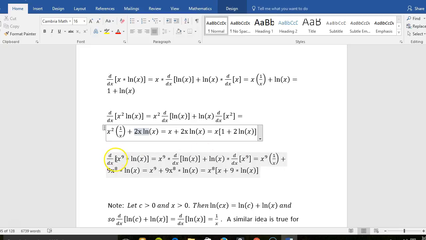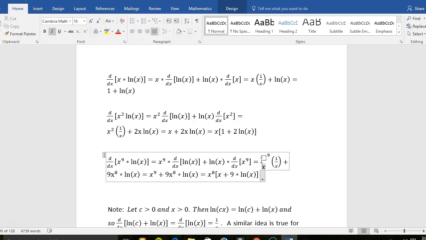Now the derivative with respect to x of, let's say, x to the ninth times the natural log of x. So that's going to be x to the ninth times the derivative of the natural log plus the natural log times the derivative of x to the ninth. And again, I'm going to skip a line like I did before. And again, these times signs are superfluous. I can delete them. You can keep them if you like. They're superfluous either way.